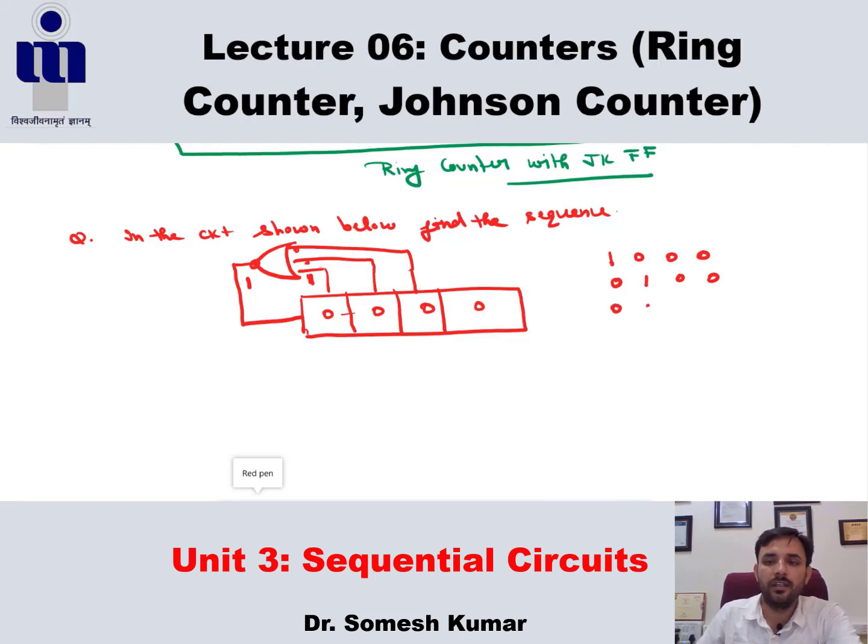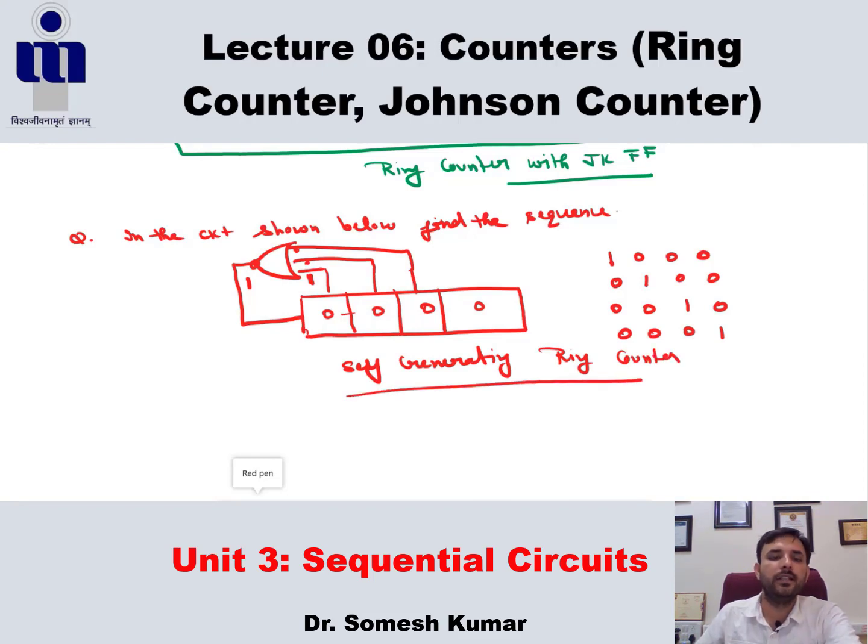Fine. Similarly, like this. So this behaves as the self-generating ring counter. Why is it called the self-generating ring counter? Because in this, 1 can be generated by this NOR gate. So that's why it is called the self-generating ring counter, meaning the input is not required manually. Okay. So by this circuit the input can be generated. That's why it is called the self-generating ring counter.